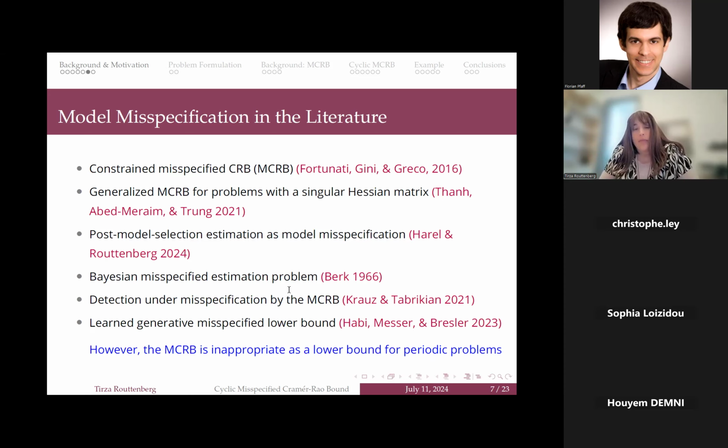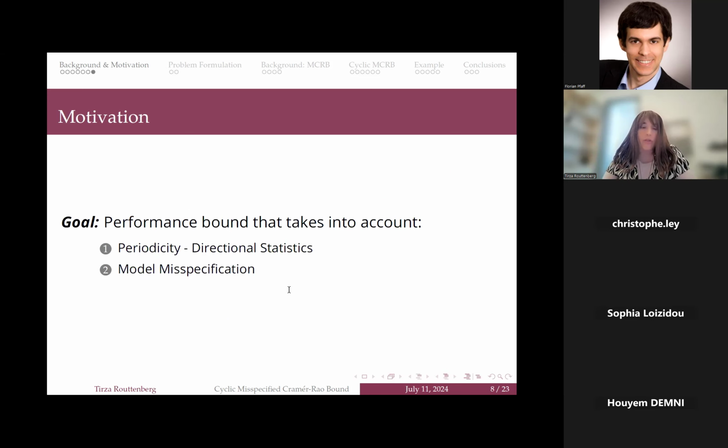But all this model misspecification work in estimation and detection theory does not take into account the periodicity or the directional statistics. So that's our goal: to close this gap and develop performance bounds. What I'm going to present today is a Cramér-Rao lower bound that takes into account both the periodicity, so the directional statistics aspects, and also the model misspecification. Okay, so this is our motivation.